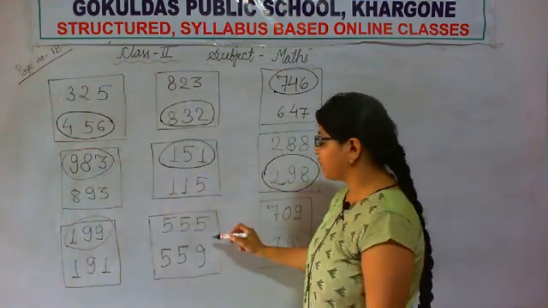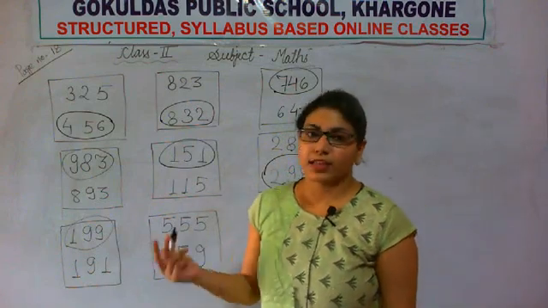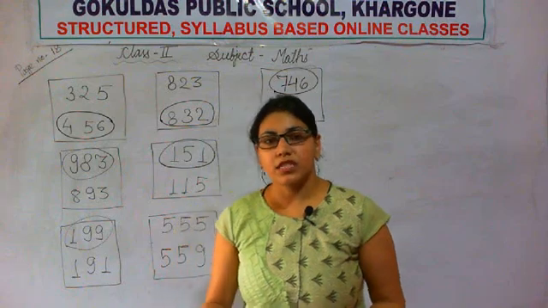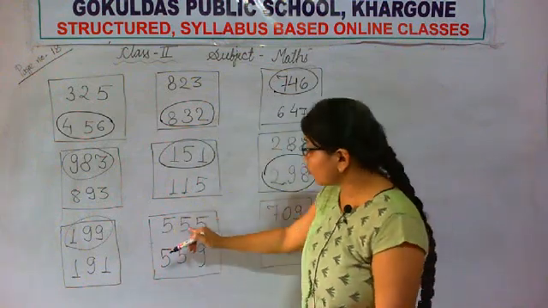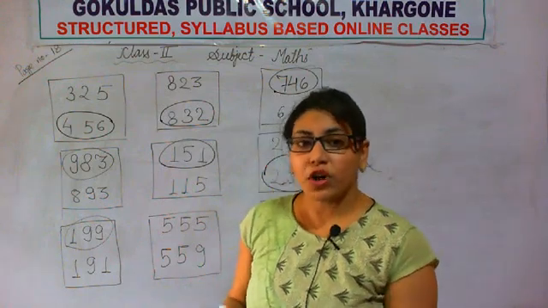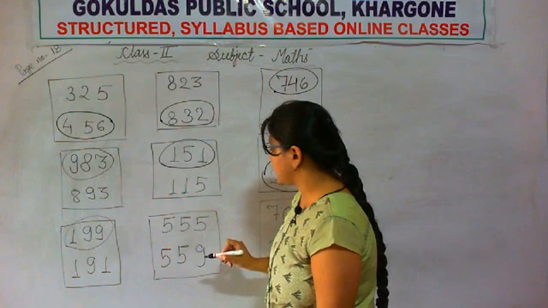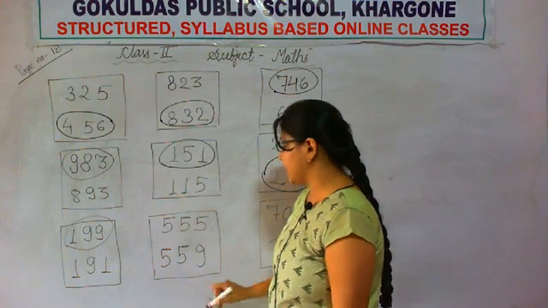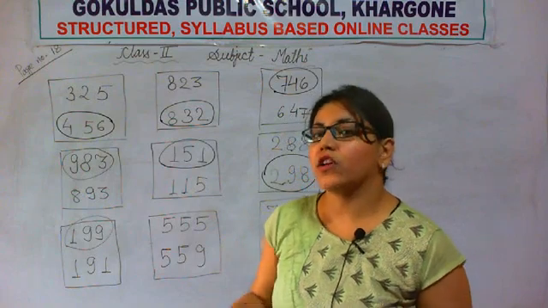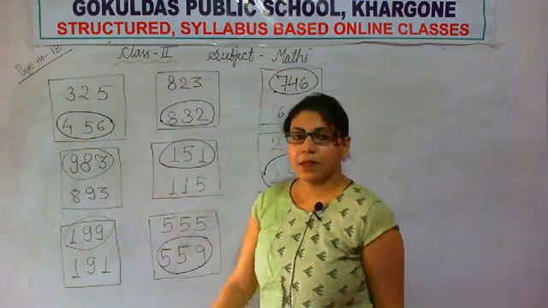Next 555 and 559. Both the numbers have 3 digits and both have 5 at the hundreds place. Now we will check the tens. Both the numbers have 5 at the tens place too. Now what will we do? We will check the ones place. Here the ones place has 5 and here the ones place has 9. So which one is bigger, 5 or 9? 9. Yes. So 559 is the bigger number.